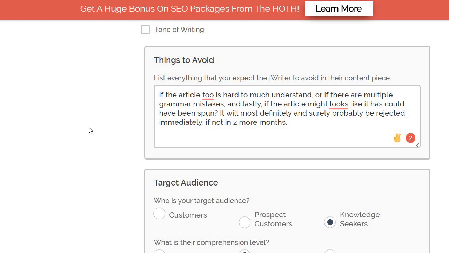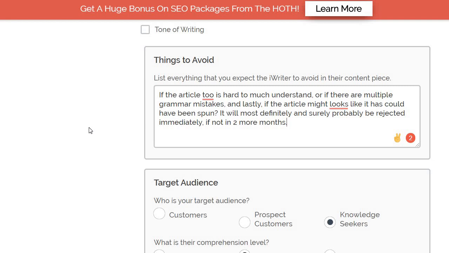So let's go ahead and have some fun reading this. All right. So if the article 2 is hard to much understand, or if there are multiple grammar mistakes, and lastly, if the article looks like it could have been spun, I can't even read this. My goodness. It will most definitely and surely probably be rejected immediately, if not in 2 more months. It's like contradicting itself. It's going to be rejected immediately, but if not, I'll wait 2 more months and then it will be rejected immediately. In those 2 months, immediately. Anyway, you know what I mean?